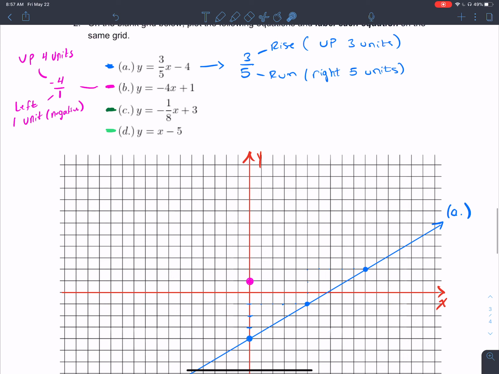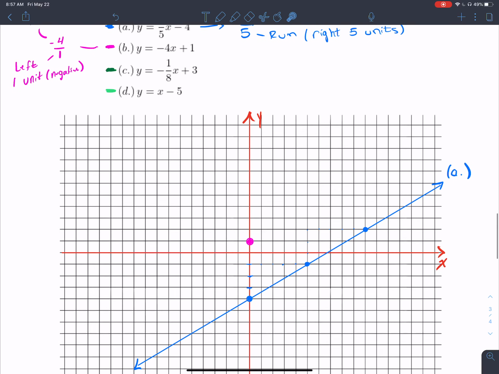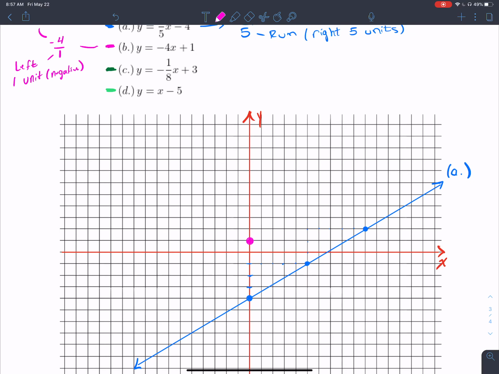So again, you can flip-flop these. You could say instead of going up, I'm going to go down 4 units. But if you go down 4 units, that means that your 1 has to be positive and you'll go right. So it'll just be down and then right. It'll just flip whatever way that you choose to go with the slope here.